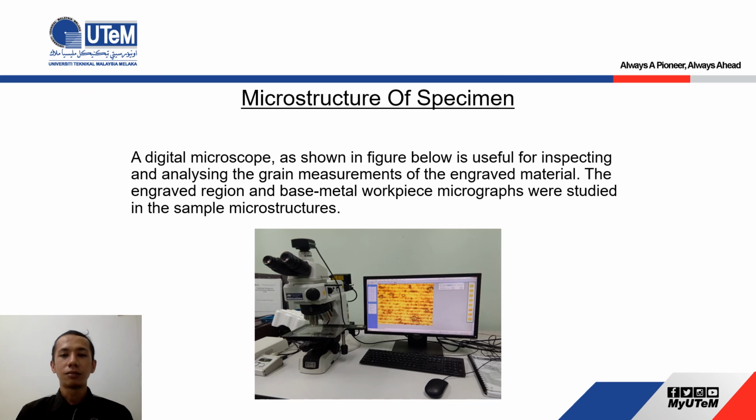Then lastly is the microstructure of the specimen. A digital microscope, as shown in the figure below, is useful for inspecting and analyzing the grain measurement of the engraved materials. The engraved region and base metal workpiece micrograph were studied in the sample.